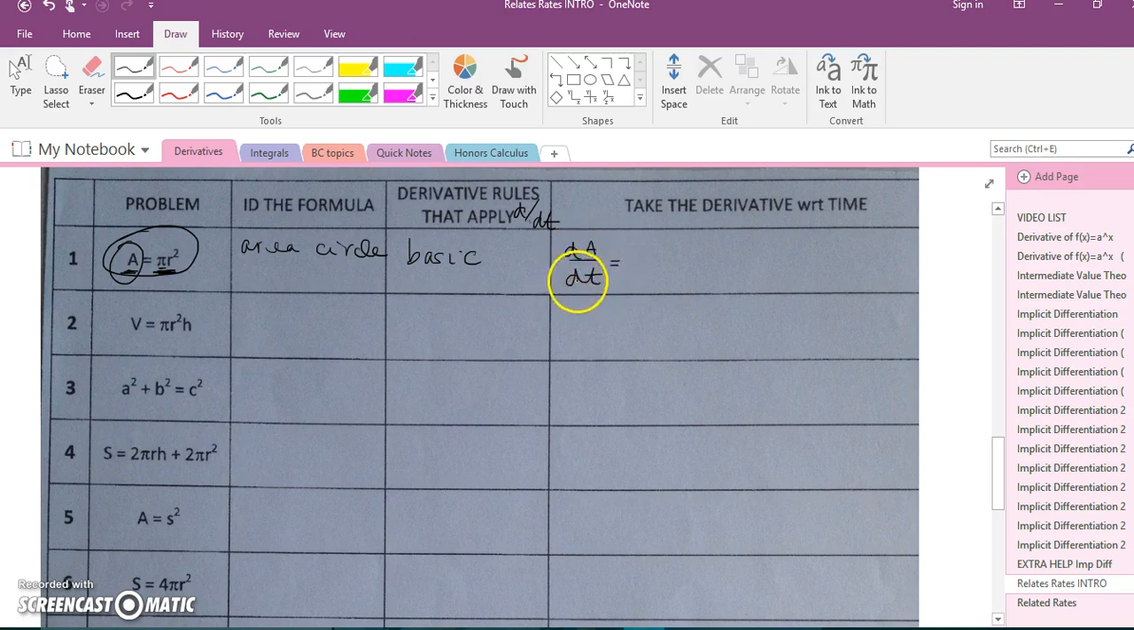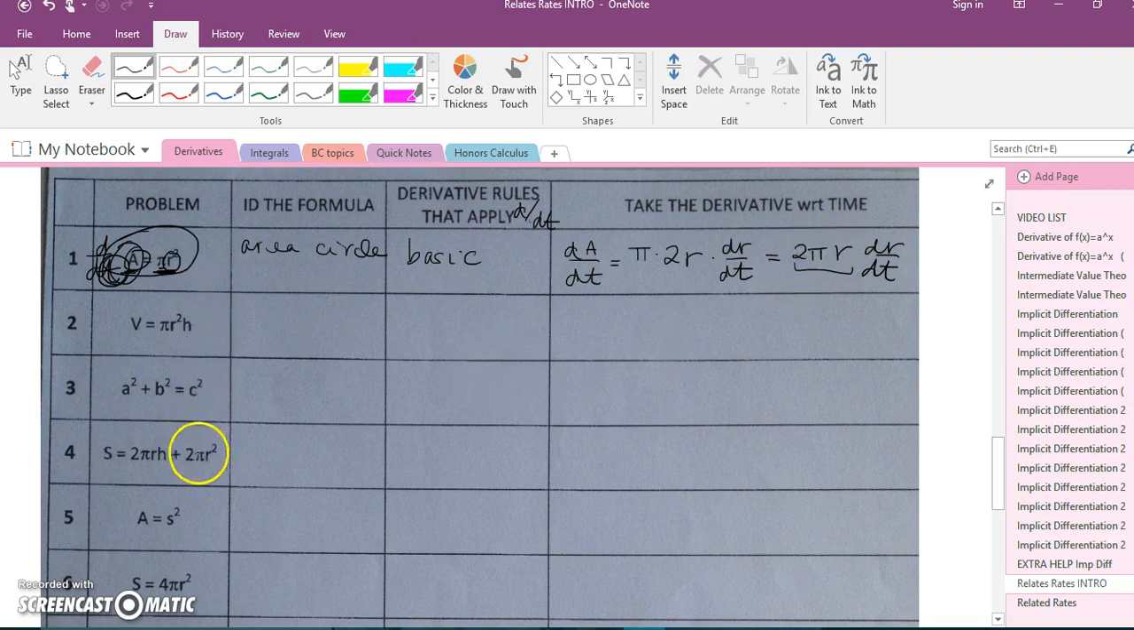Derivative of A with respect to time. Pi goes along for the ride. Derivative of r squared is 2r times the derivative of r with respect to time. I need to add the dr/dt because I'm doing the derivative with respect to time of this, and our variable doesn't match either of the original variables. And right here, look how cool this is. This is 2 pi r. And 2 pi r you should recognize as circumference. So the derivative of area is circumference.